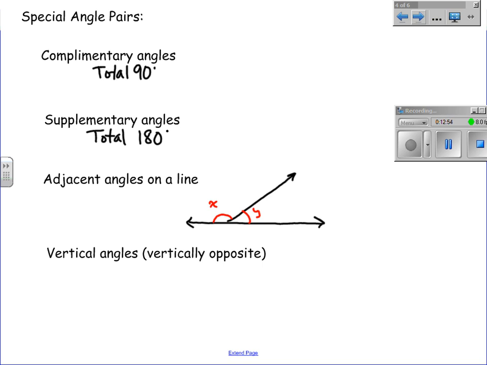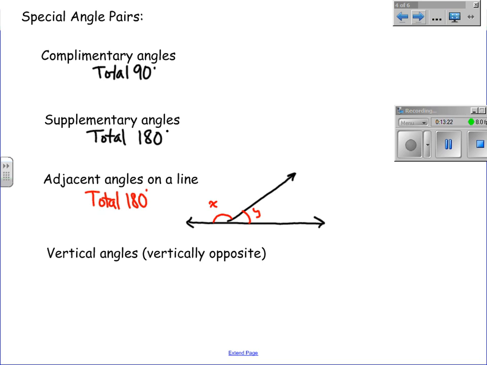This shows up a lot. A lot of times when you're looking at one of these diagrams, this will help you unlock the problem. What do we know about angle X and angle Y? What special relationship do they have? Angela? Yeah, they total 180. So adjacent angles on a line total 180 degrees. It's often helpful for helping you figure out a problem.